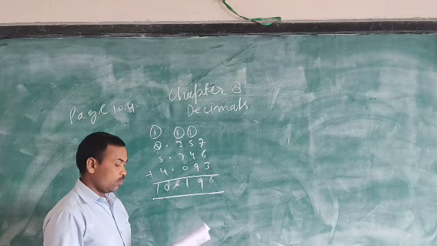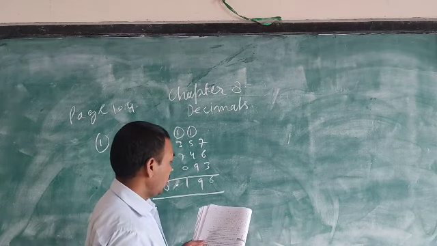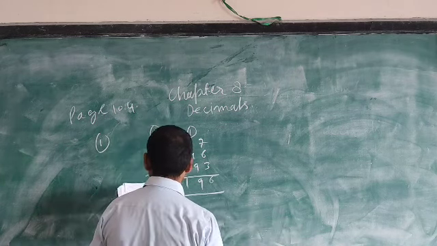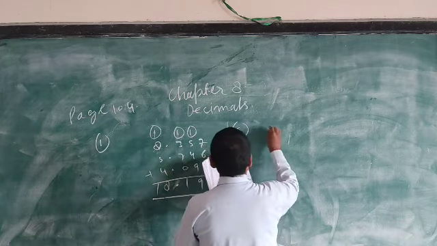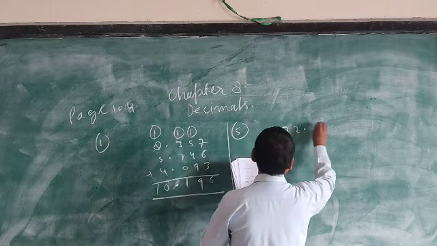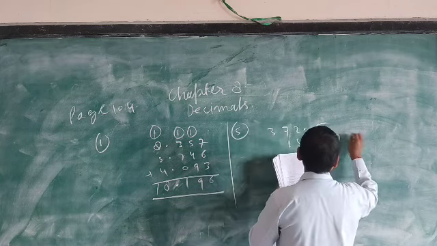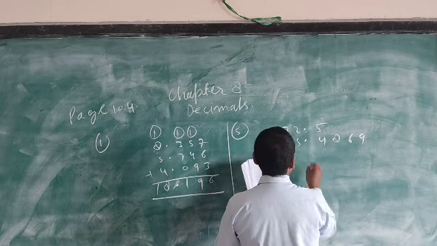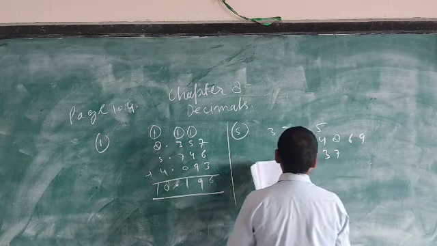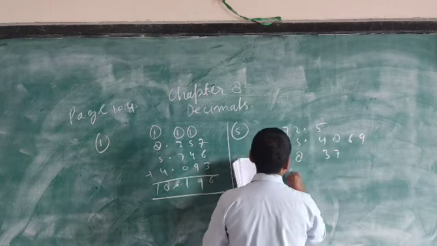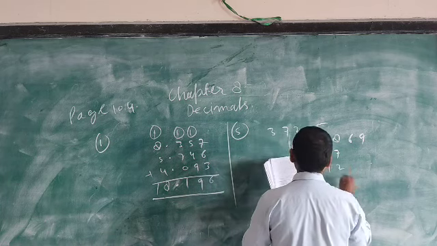I am going to show how to arrange the decimal numbers. Suppose here is one more question, the fifth one, we want to do. We have 372.5, 15.4869, then 8.37, and then 459.128.